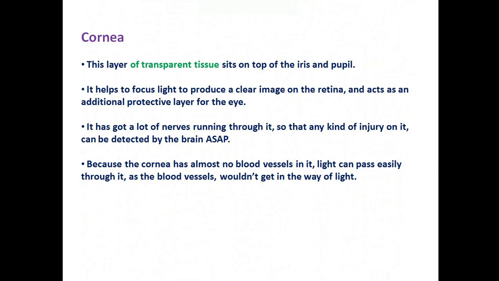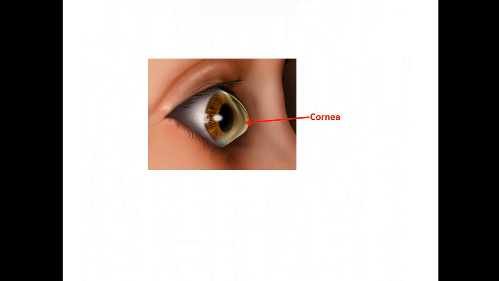Because the cornea has almost no blood vessels in it, light can pass easily through it, as the blood vessels wouldn't get in the way of light. See that transparent layer on the front of the eyes? It is almost invisible, and that is the cornea.